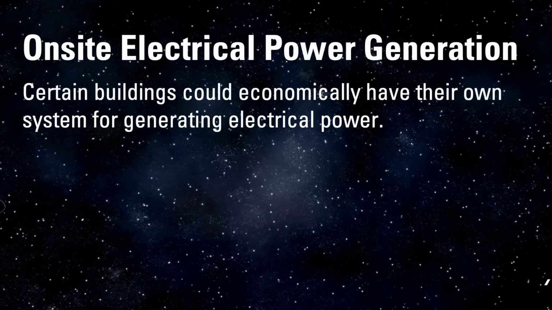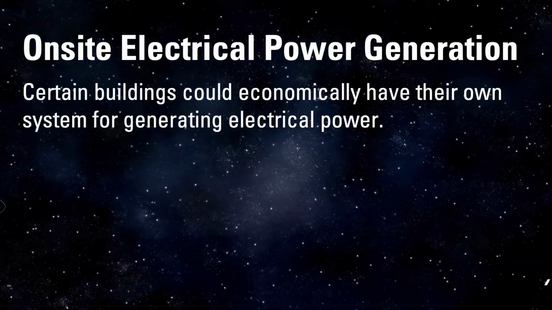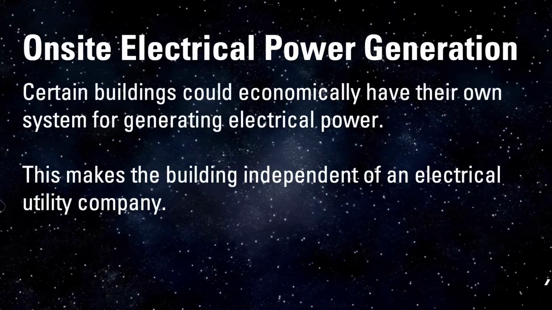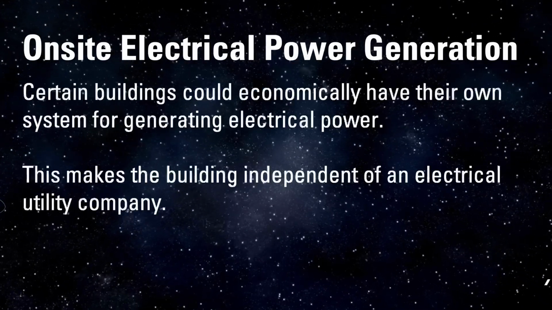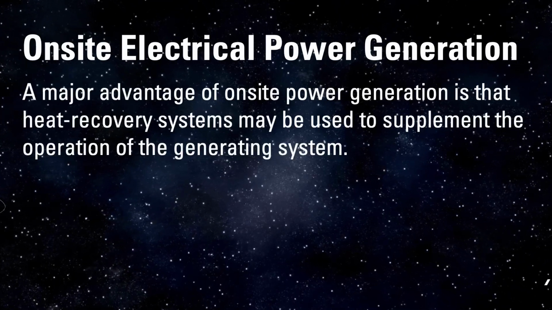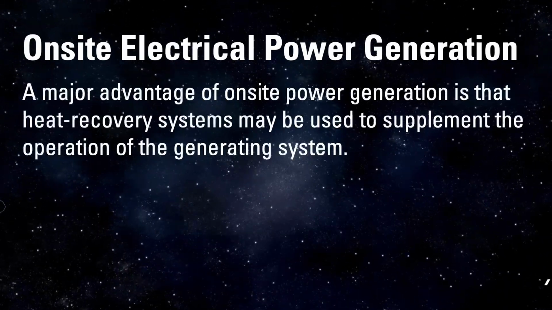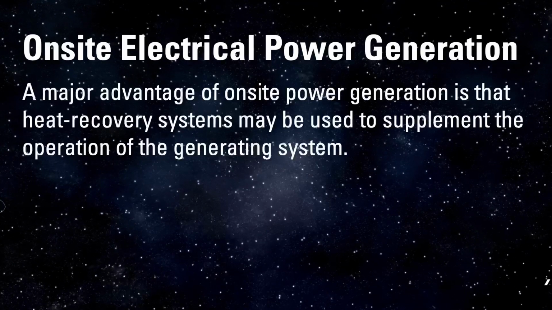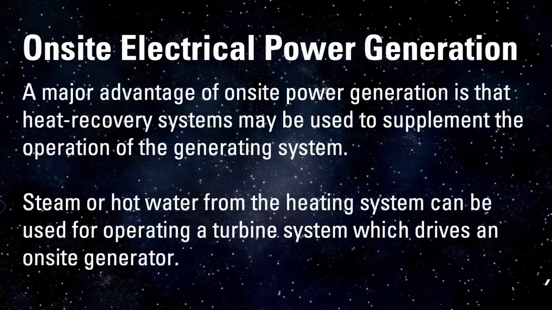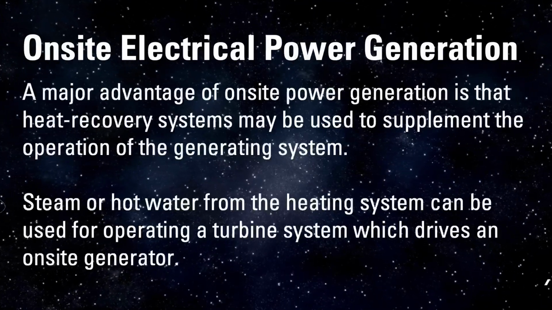Certain buildings could economically have their own system for generating electrical power. This makes the building independent of an electrical utility company. A major advantage of on-site power generation is that heat recovery systems may be used to supplement the operation of the generating systems. Steam or hot water from the heating system can be used for operating a turbine system which drives an on-site generator.